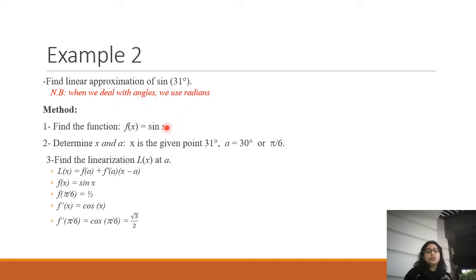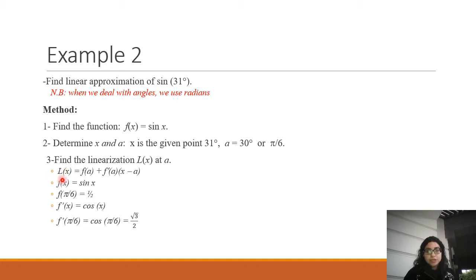Right now I need to determine what is x and what is a. We said x is the point that you're asked to approximate at. So x is 31 degrees. But what is a? a is the nearest whole number, so it's going to be 30 degrees, or pi over 6, because we're going to convert to radians.